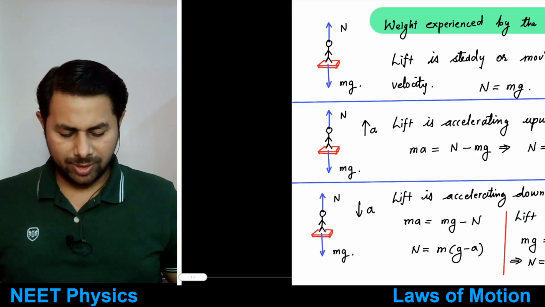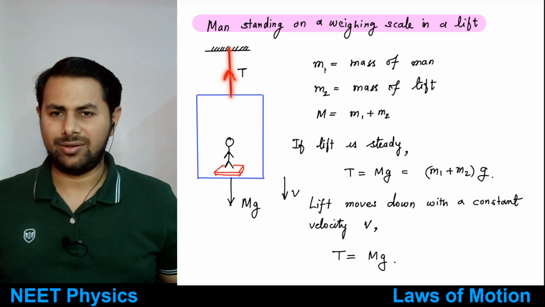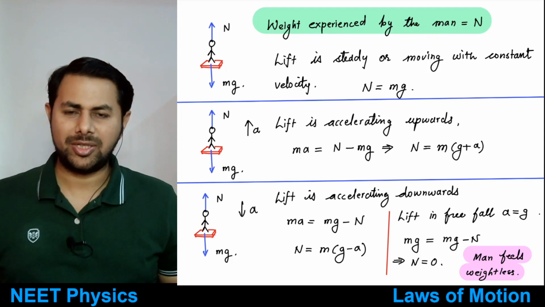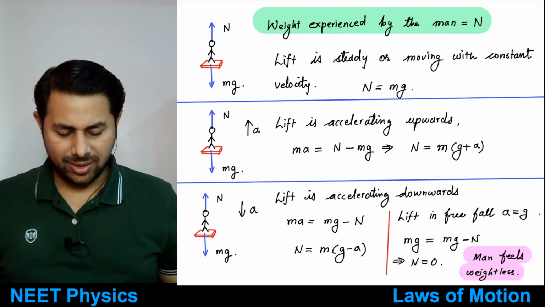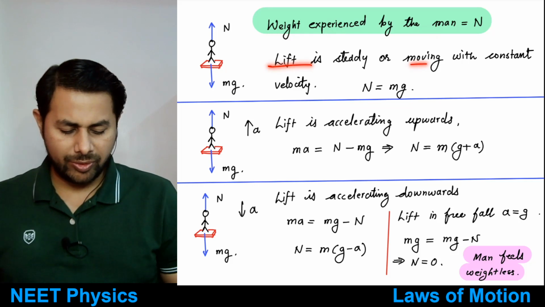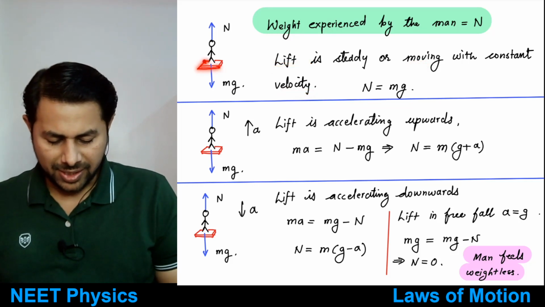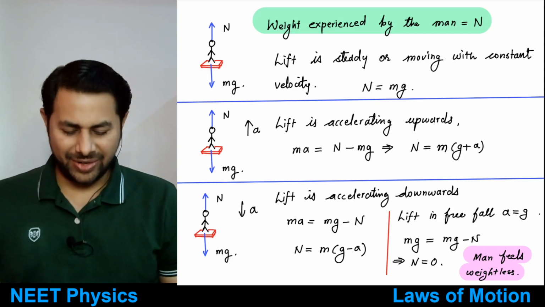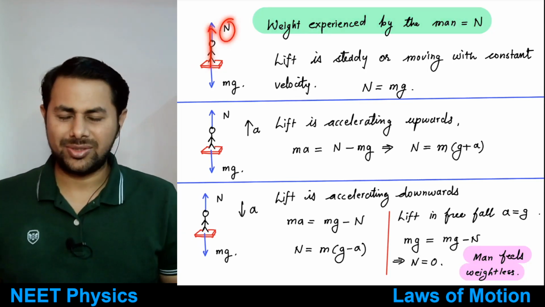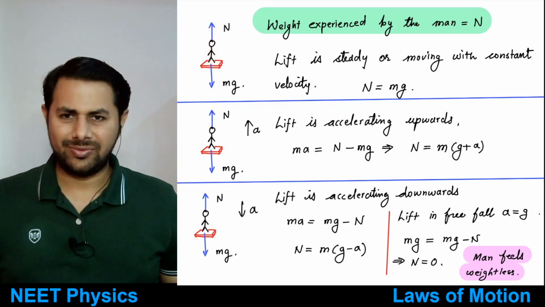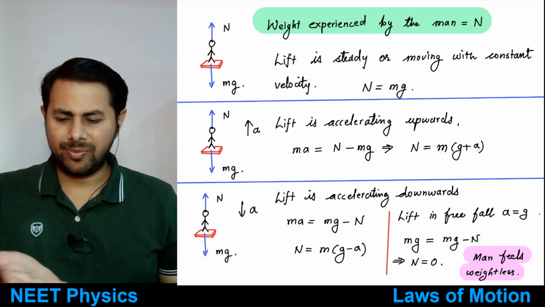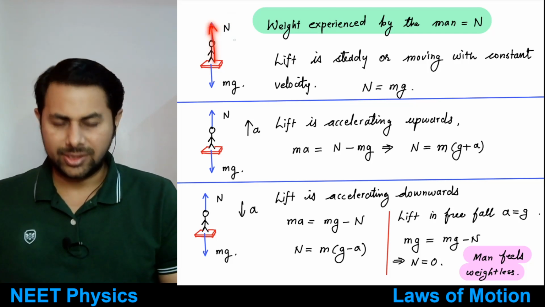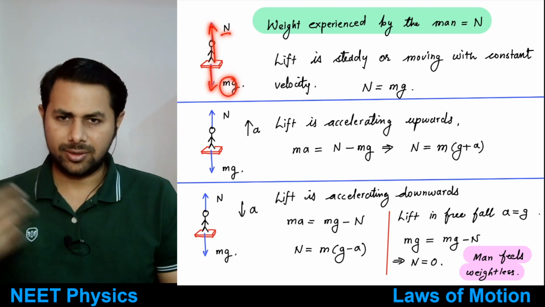Now this is about the tension in the supporting cable. Now let's talk about the weight experienced by the man in different cases. If the lift is steady or moving with constant velocity, he is standing on the weighing scale. What is the weight experienced by the man? It is just equal to the normal reaction exerted by that weighing scale. So the normal reaction is upwards and his weight is downwards.